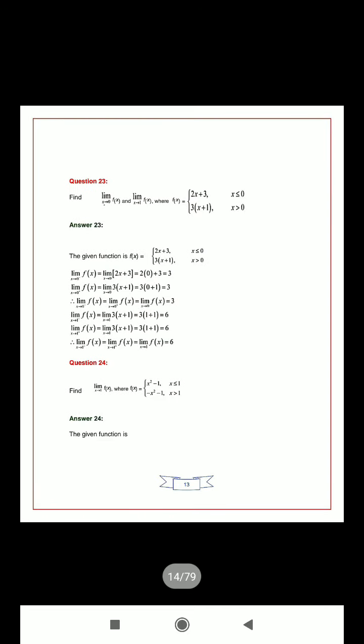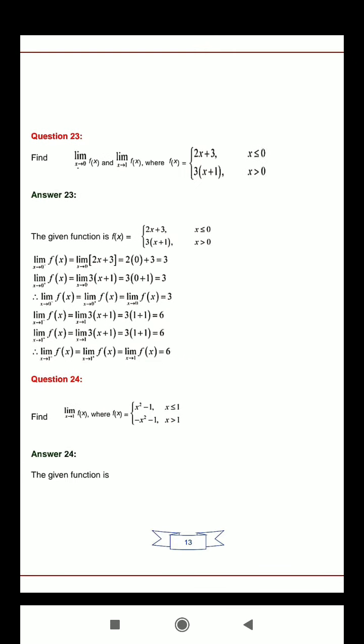In question number 23 it is given that you have to find the limit as x tends to 0 of f(x) and the limit as x tends to 1 of f(x). Means you have to find limits at x equal to 0 and x equal to 1. Your function is defined as f(x) equal to 2x plus 3 when x is less than or equal to 0, and 3x plus 1 when x is greater than or equal to 0.